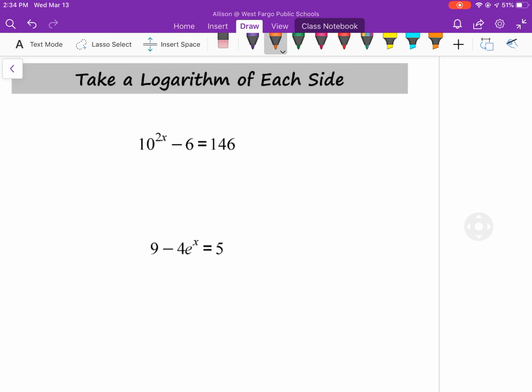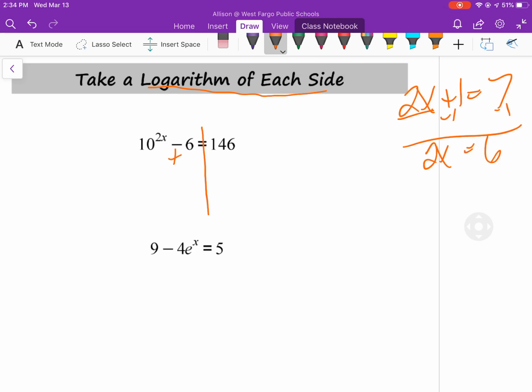So, taking the log of each side, continuing with examples like that. Before you do that, just like if you're going to solve 2x plus 1 equals 7, before you divide by 2, you need to subtract 1 on both sides. So you get the variable isolated before you do anything with it. It works the same way with exponential and log equations. You want to first start by adding 6 to both sides. So then we get 10 to the 2x equals 152.